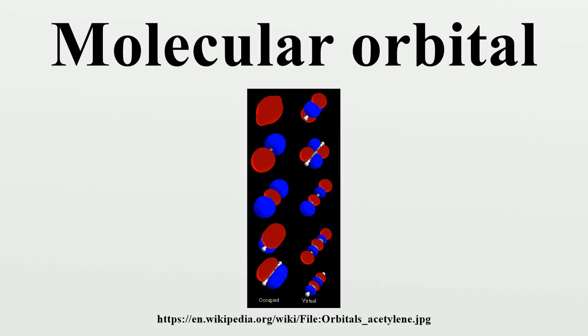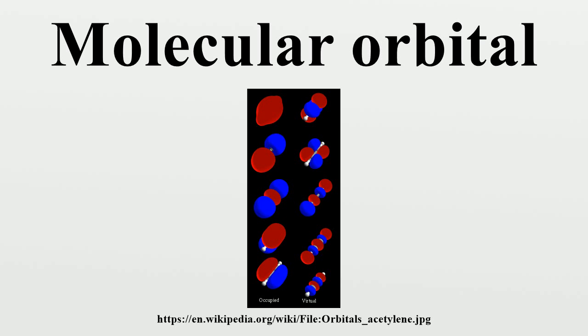A sigma* orbital, sigma antibonding orbital, also maintains the same phase when rotated about the internuclear axis. The sigma* orbital has a nodal plane that is between the nuclei and perpendicular to the internuclear axis.